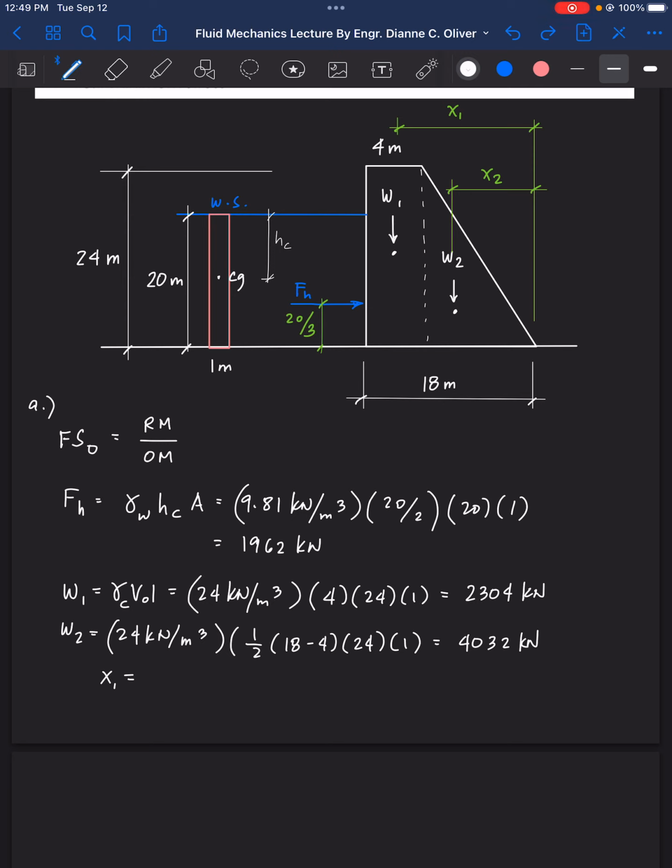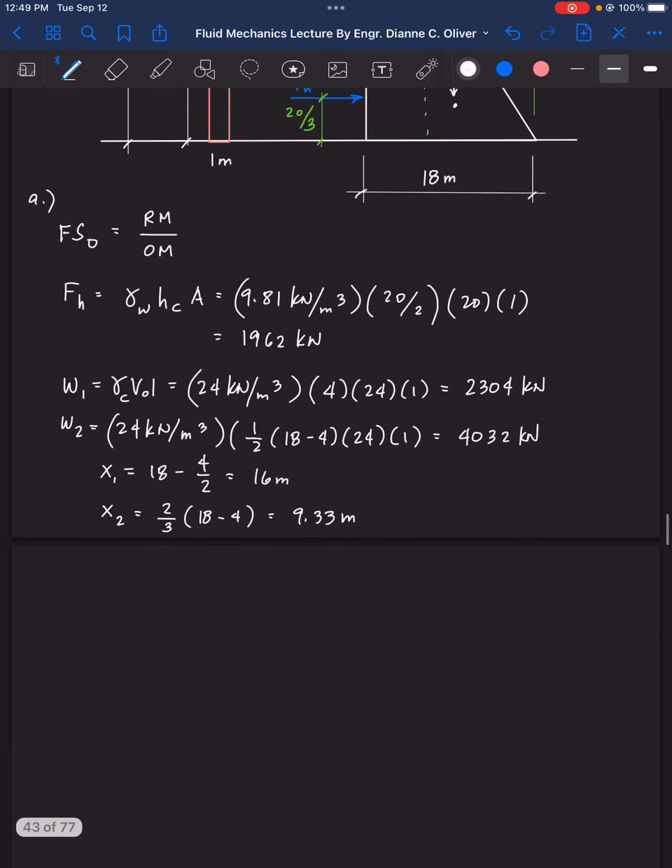For x1, here are our distances. x1 is 4 divided by 2 plus 18 minus 4 divided by 2. So we have there 16 meters, and then x2 is 2/3 of 18 minus 4. That is 9.33 meters.